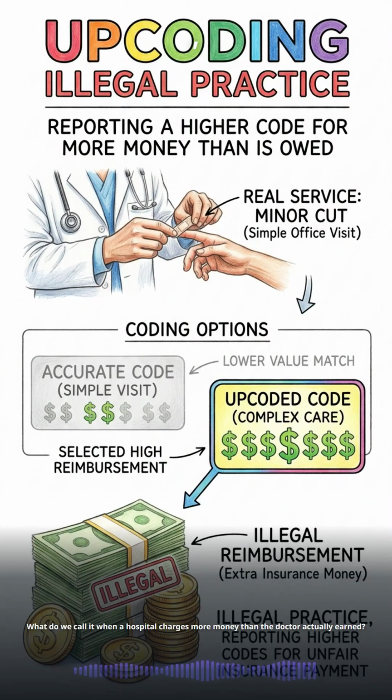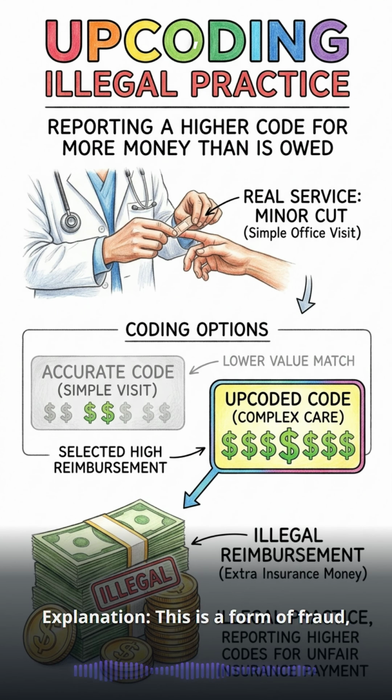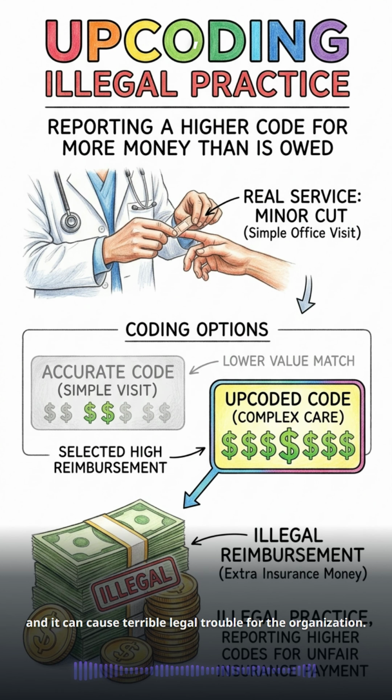48. What do we call it when a hospital charges more money than the doctor actually earned? Upcoding is an illegal practice where facilities report higher codes to get more insurance money unfairly. This is a form of fraud, and it can cause terrible legal trouble for the organization.